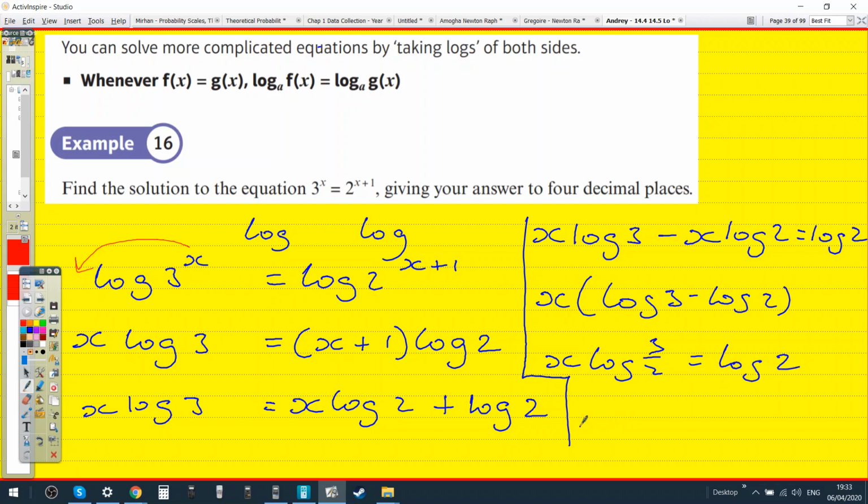And so what is x equal to? It is equal to log 2 over log 3 over 2. Yeah, and I'll just write it as log 2 divided by log 3 over 2, so we don't have a fraction of a fraction. So put that in your calculator. How many decimal places do you want?